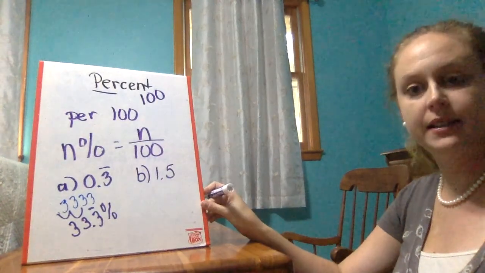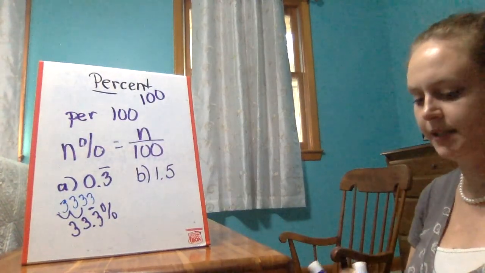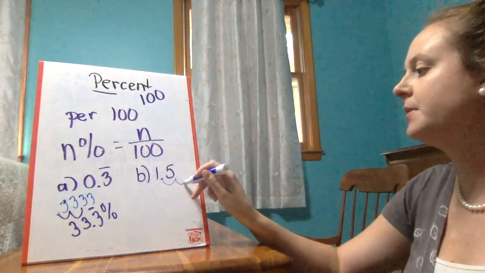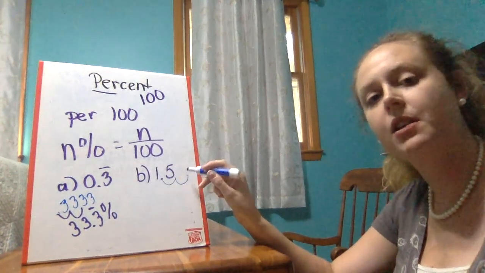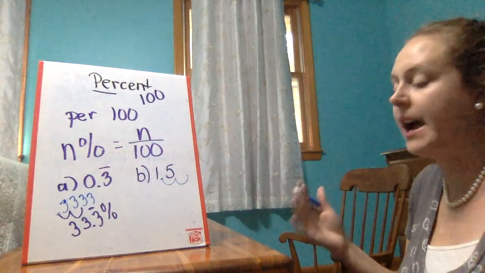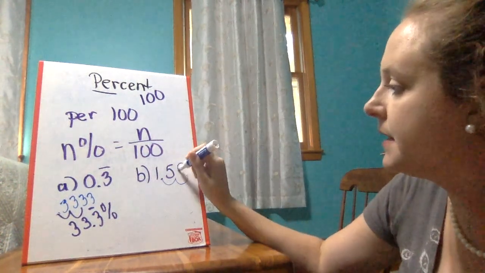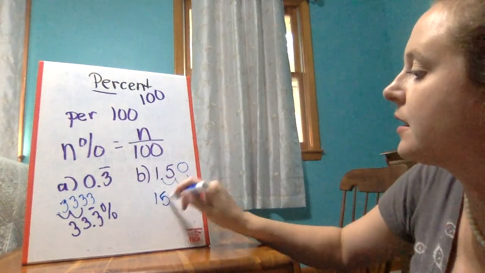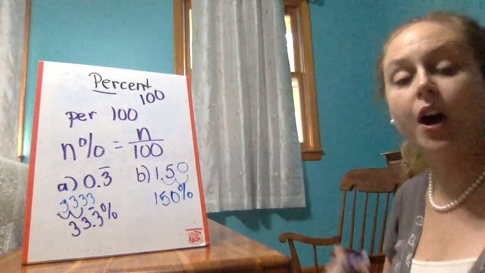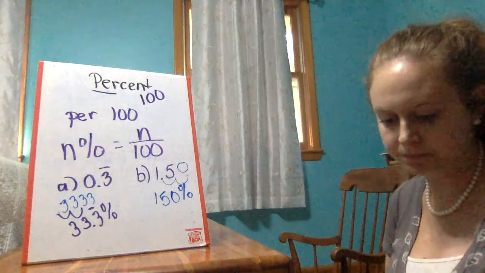So 1.5, written as a percent, moving 2 decimal places. So I move it 2 decimal places. I don't have anything right here. That doesn't mean just to get rid of it. I have to fill it in. Place value matters. So I'm going to fill it in with a 0 to get an answer of 150%.